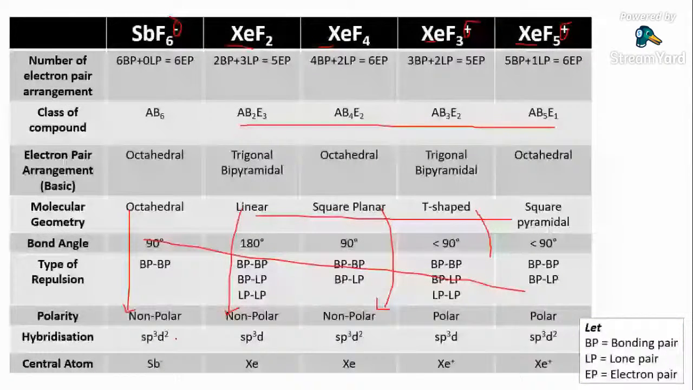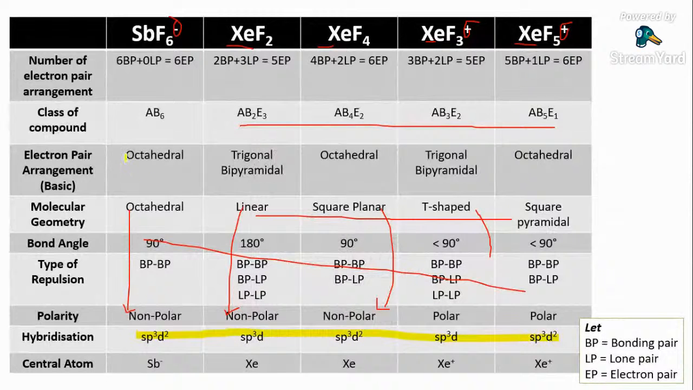Always remember when you want to check the hybridization, always refer to here. So 6 electron pairs, octahedral, sp3d2. 5 electron pairs, trigonal bipyramidal, sp3d. And then be careful with the central atom. You have to check the charge. This one has negative charge. These two without charge are neutral. This one has positive charge, and these have positive charge too.